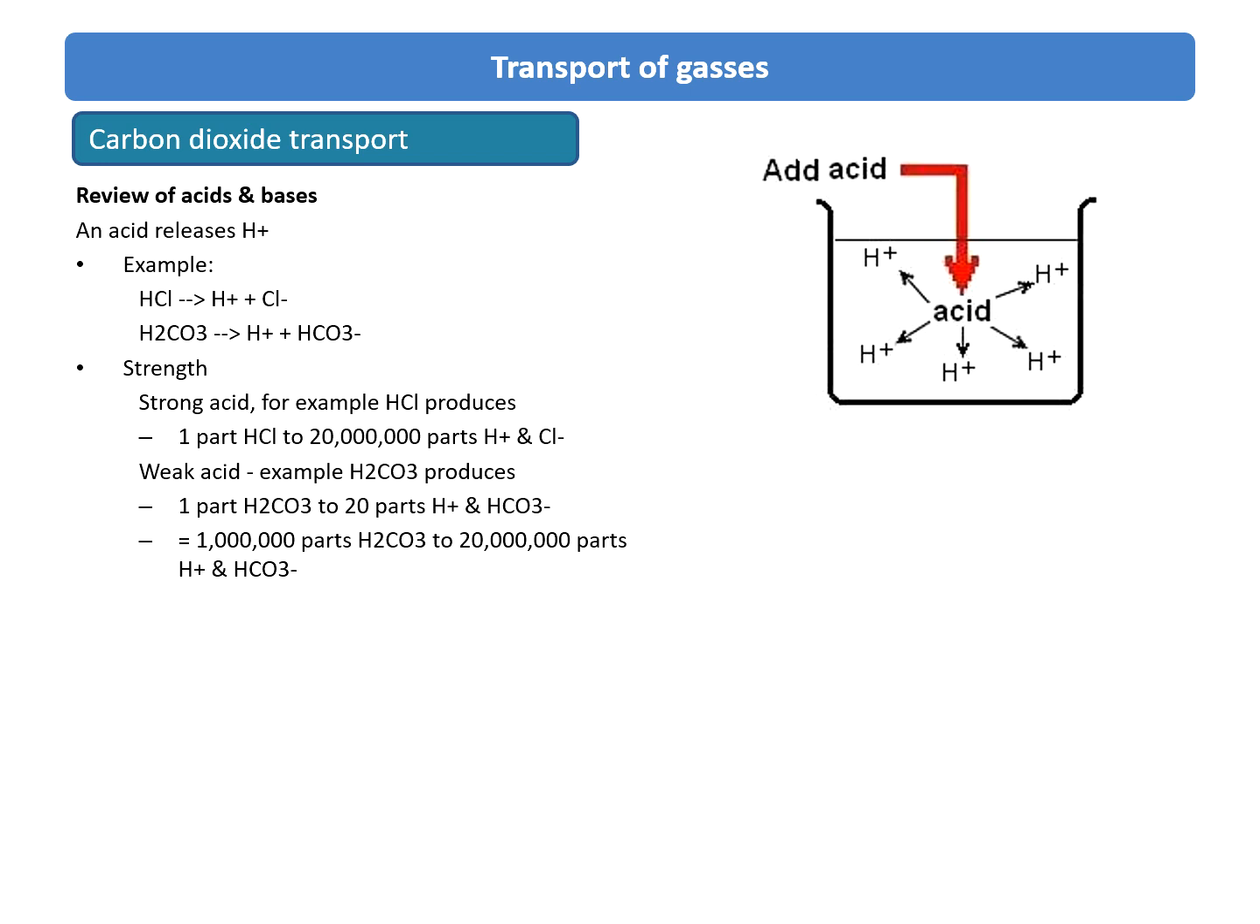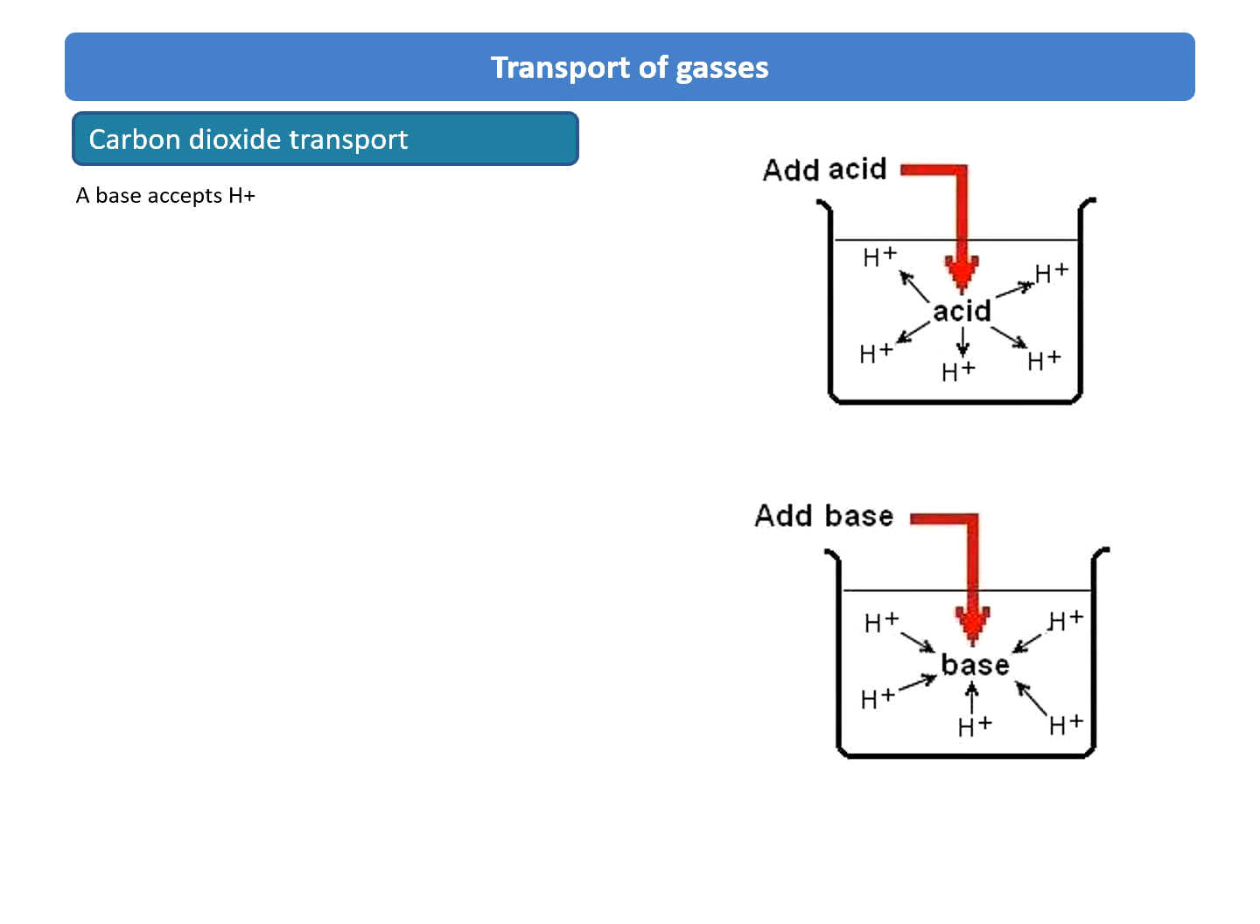A weak acid, on the other hand, such as carbonic acid, ends up producing 1 part of molecular carbonic acid to 20 parts hydrogen ions and bicarbonate ions at equilibrium. If we compare that to the strong acid based on 20 million parts, that would amount to 1 million parts of the molecular carbonic acid to 20 million parts of the hydrogen ions and bicarbonate ions.